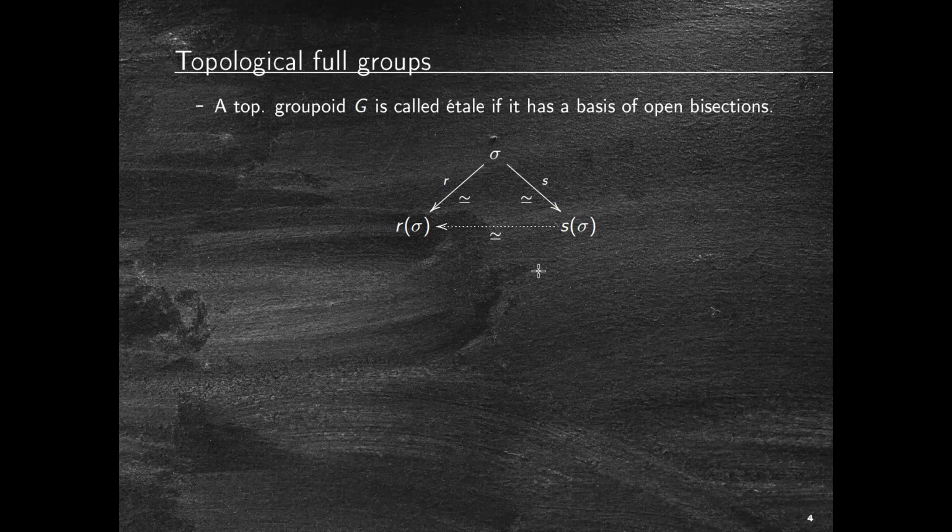Okay, and then the last thing I need to be able to use these topological full groups is a further strengthening of this condition. So instead of asking for a basis of open bisections, we are actually asking for a basis of compact open bisections. And then the groupoid is called ample. So this has further consequences. For instance, it implies that the unit space in our case will be actually zero-dimensional, so totally disconnected, because they have many compact open subspaces.